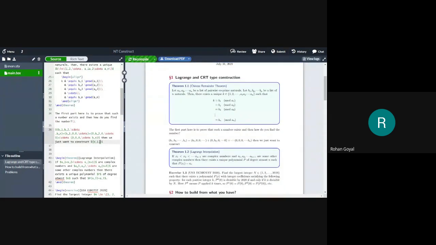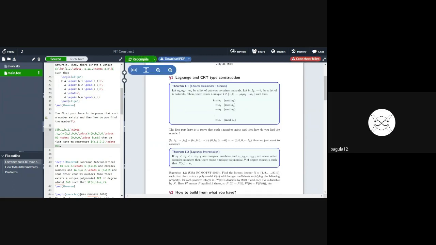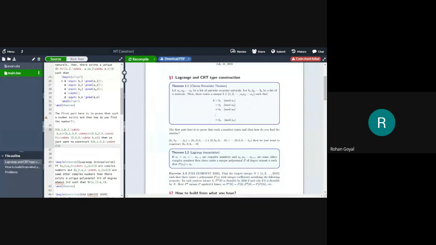Is there something in the chat? I can't check the chat, so it would be better if someone could speak up. Yeah, there is a raised hand. Whosoever it is, oh, that was by mistake.